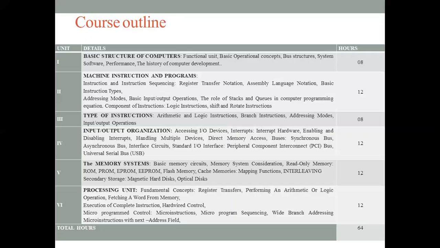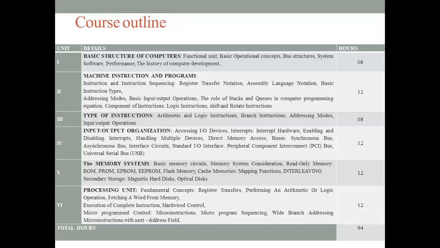So how the CPU processes the information, how the instruction is fetched and decoded. So all this information we'll be studying in the processing unit. We'll also be studying how the instructions are executed in the CPU. We'll also study what is meant by hardwired control and what is microprogrammed control. So what are the microinstructions and what are the hardware control instructions? So these are the course outline.